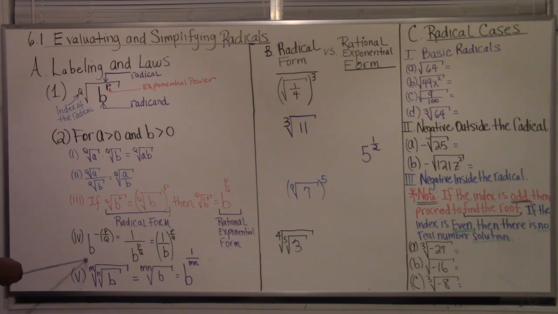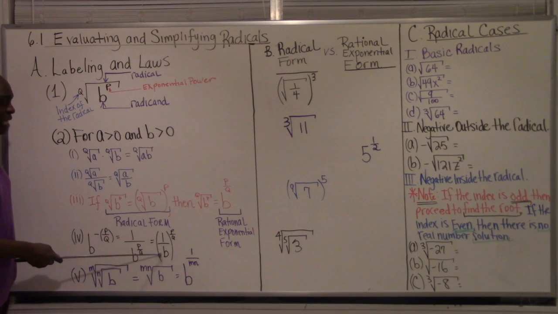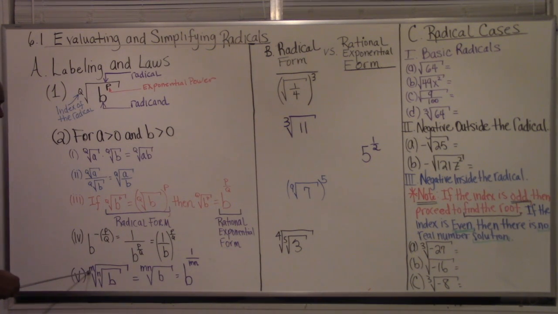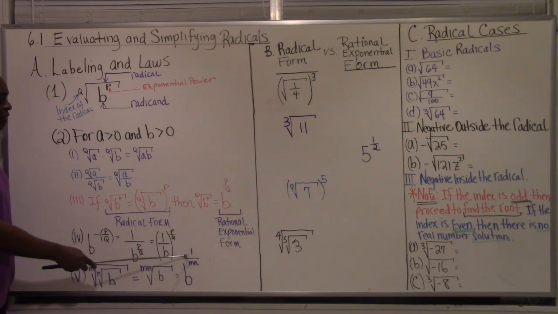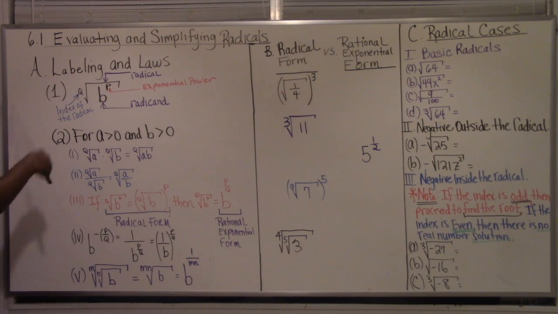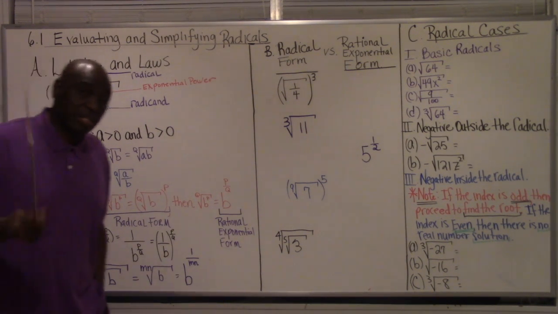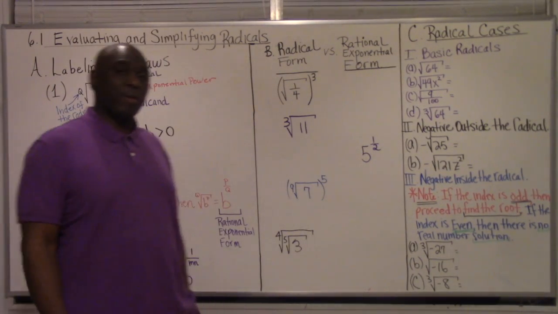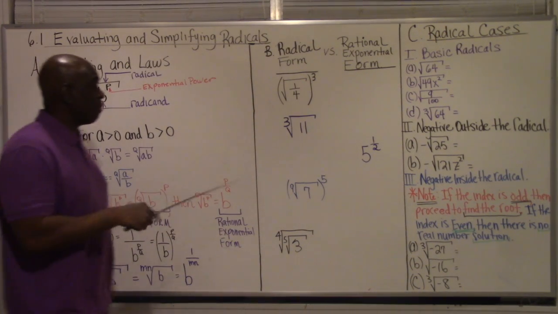Number four, b to the power of negative p over q equals 1 over b to the power of p over q, which equals the quantity of 1 divided by b, to the power of p over q. And lastly, the mth root of the nth root of b equals, you take your indices m and n and multiply them, the product mn root of b, which equals b to the power of 1 divided by the product mn. Those are the labelings and the laws of radicals that we're going to use in 6.1, and some of these we're also going to use in our subsequent lesson, 6.2. So write these down, hold on to them, and I'll refer back to them.